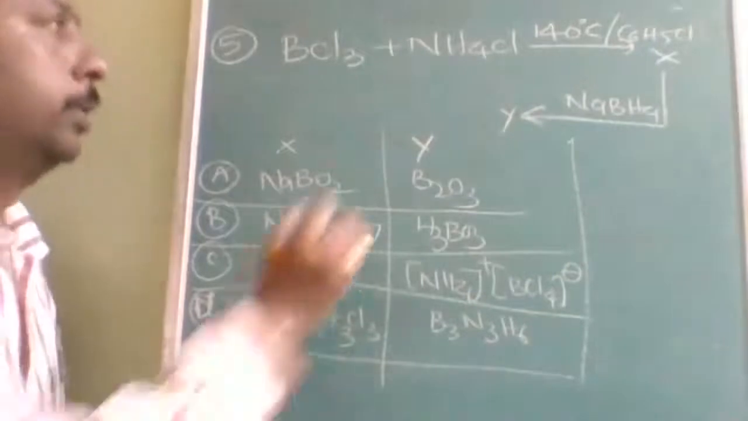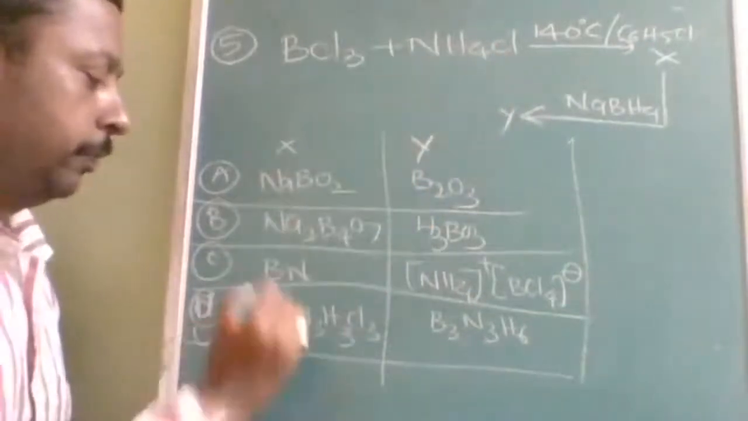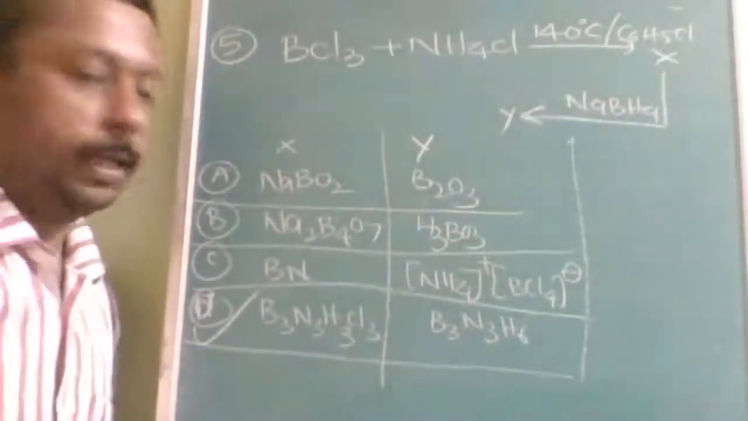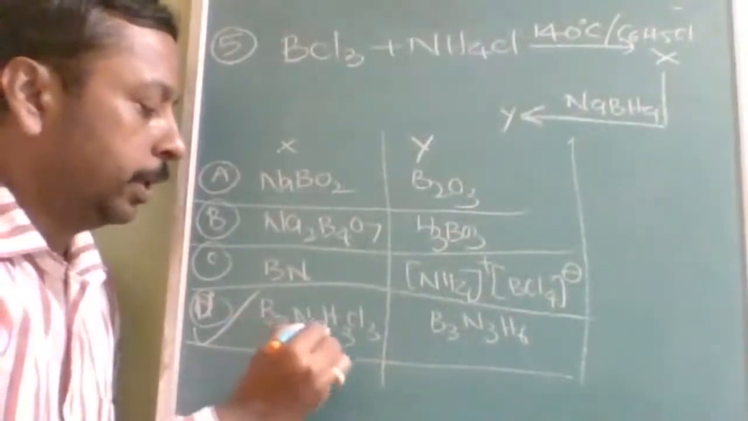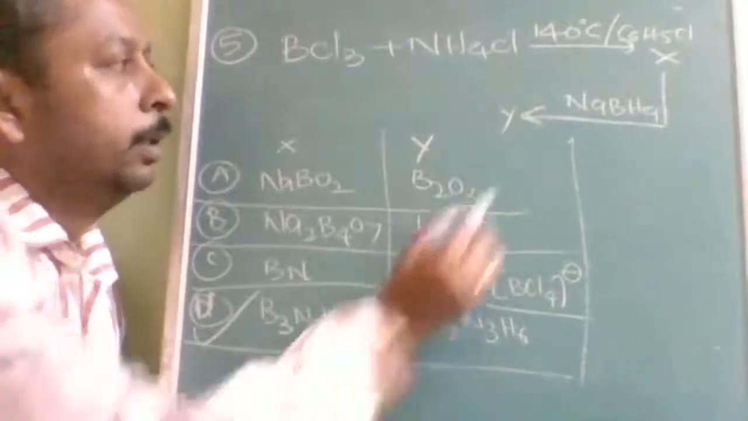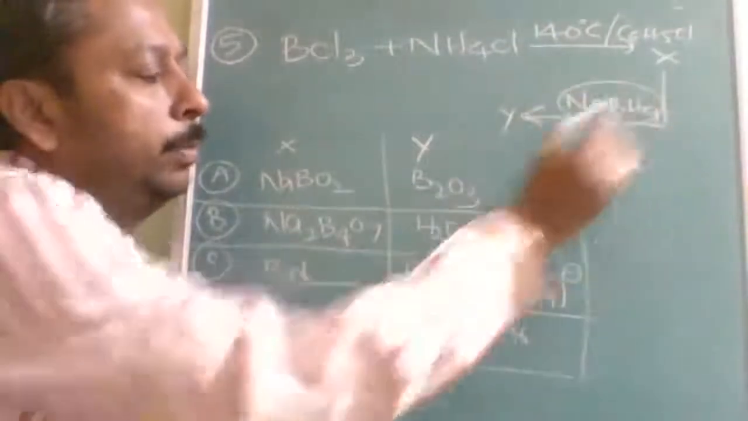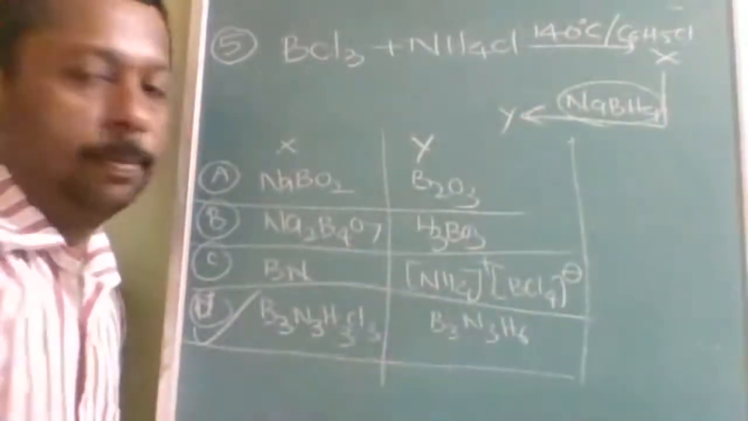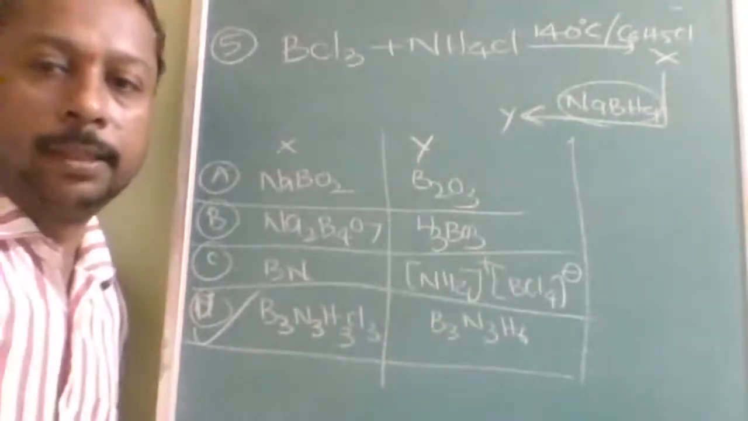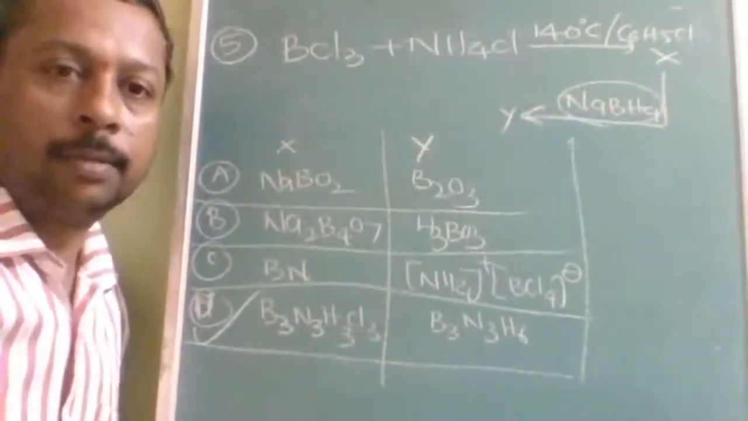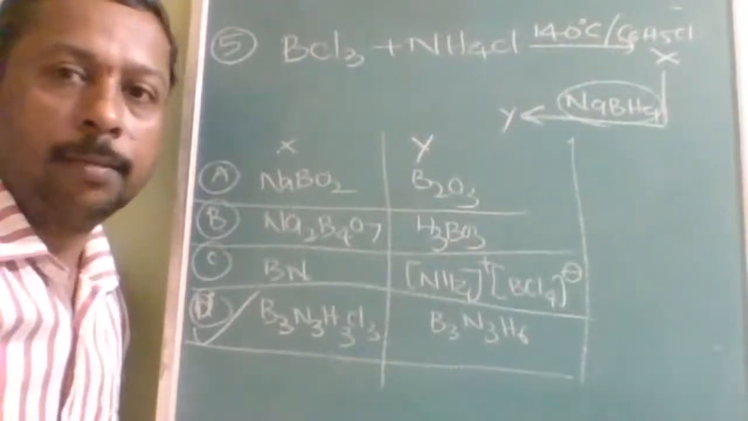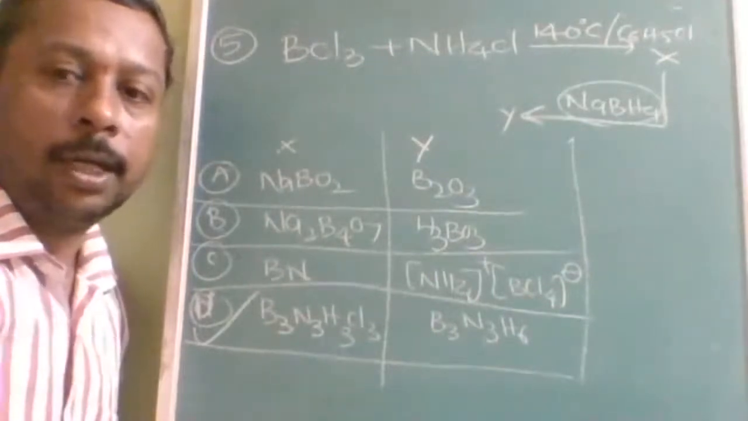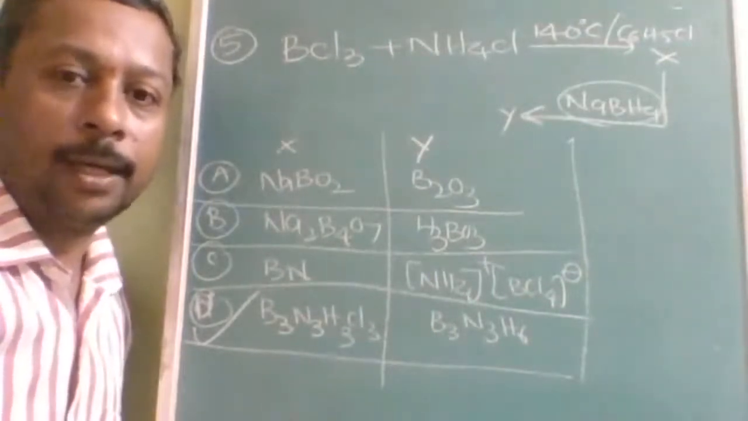Very good. See, ammonium chloride is there. So first it will form B3N3H3Cl3. But after reduction with NaBH4, all this chlorine will be replaced to form B3N3H6. What is B3N3H6? It is called inorganic benzene. Some places are occupied by nitrogen, some places are occupied by boron, and all places are occupied by hydrogen.